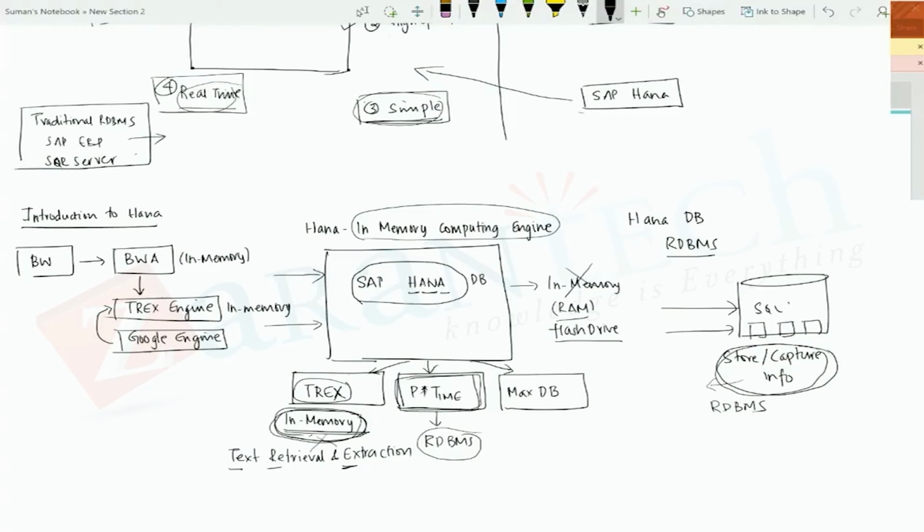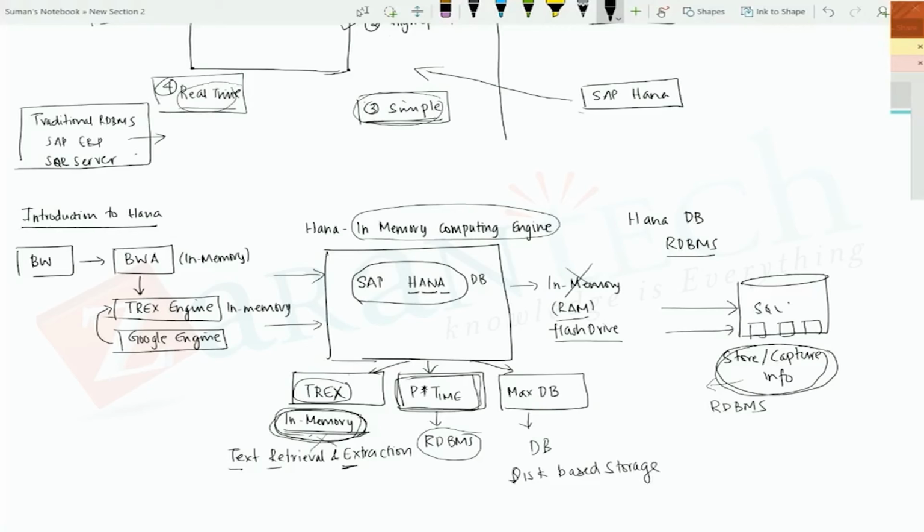So on the conservative side, SAP HANA has also brought in a third technology called MaxDB, which is a regular database. It is a disk-based storage functionality.